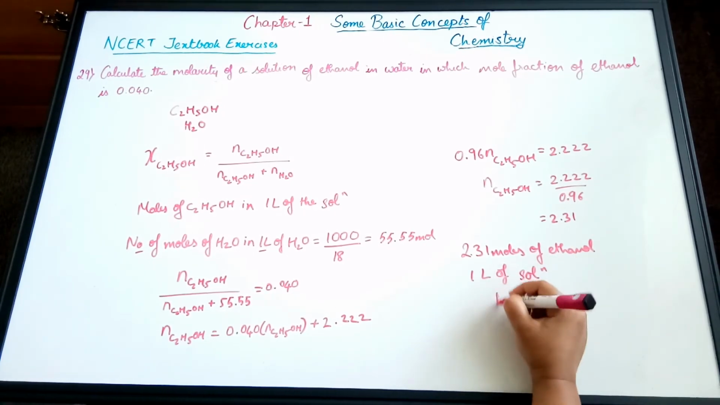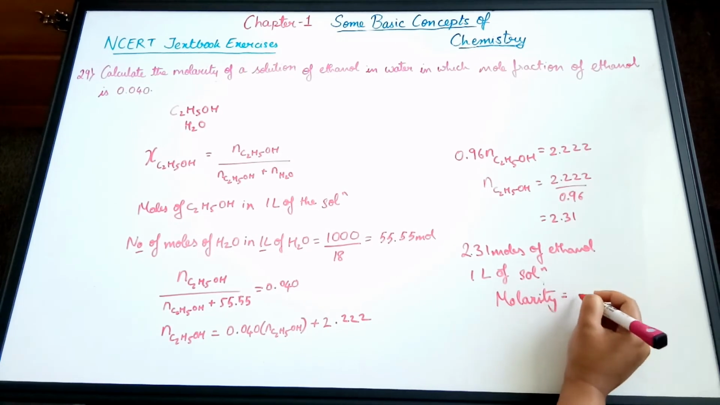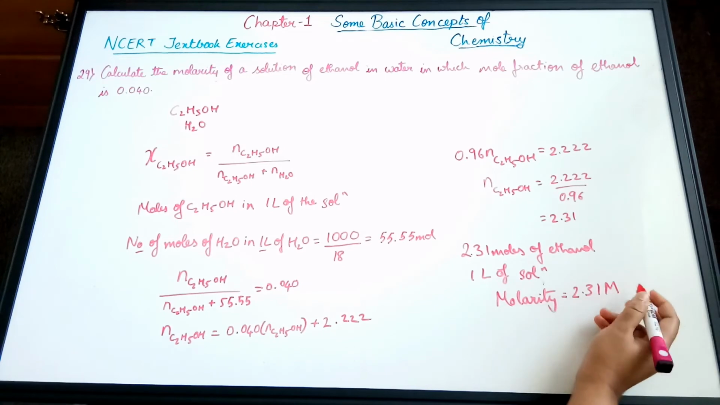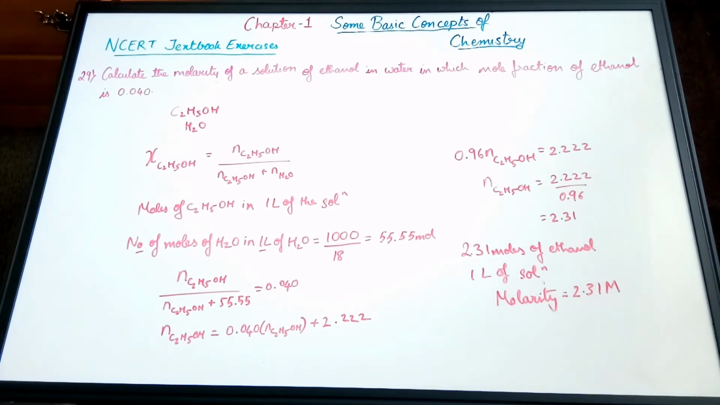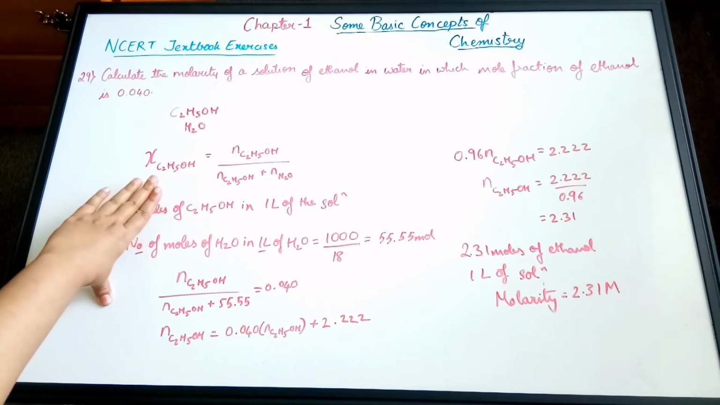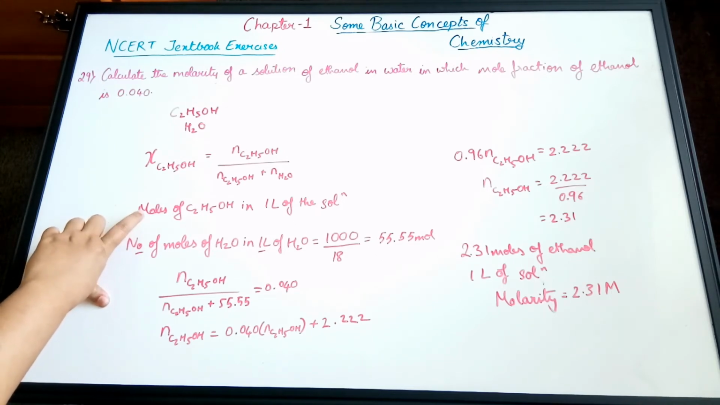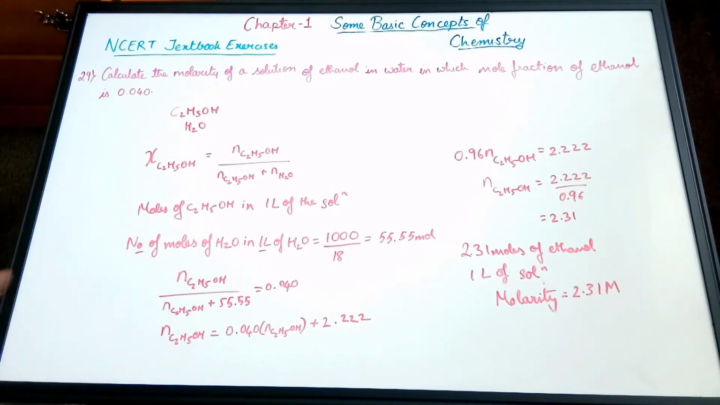So the molarity will be equal to 2.31 mole per liter. Here we had to calculate the molarity of a solution of ethanol in water, and the mole fraction of ethanol is given. The basic relation is mole fraction of ethanol equals the number of moles of ethanol divided by the total number of moles in the solution. We need to calculate the number of moles of ethanol present in 1 liter of the solution, or a nearly completely dilute solution of ethanol in water.